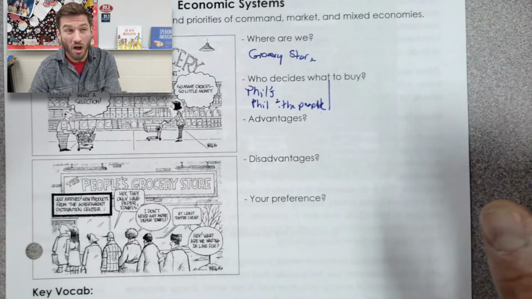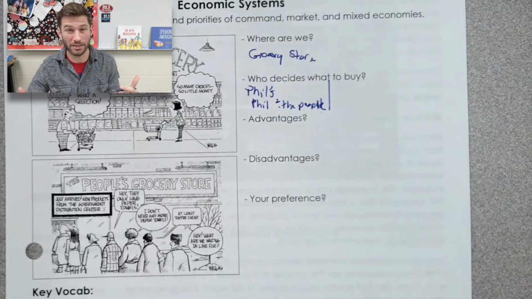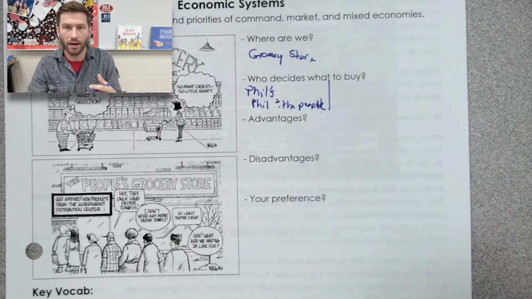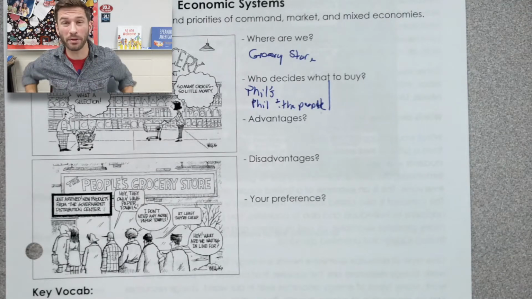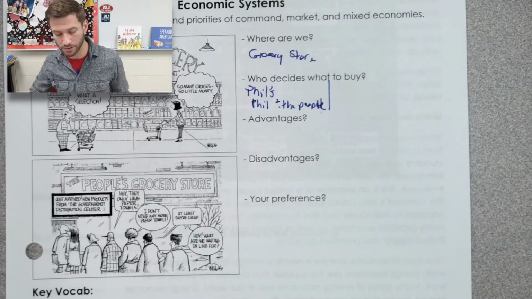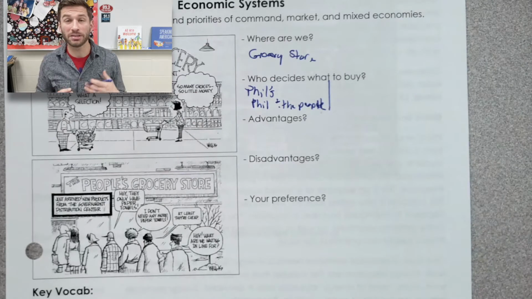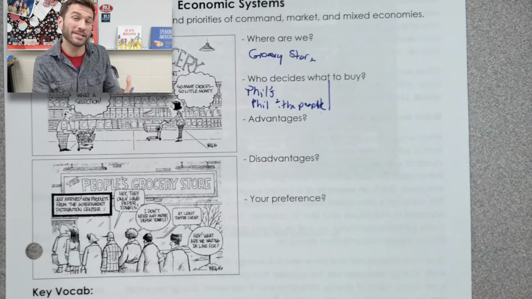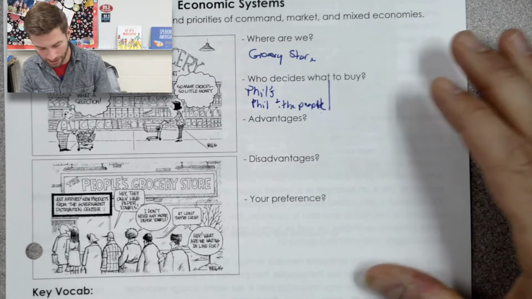And how does Phil decide? Well, he also probably decides based on what the people want, what the customers want, what the consumer wants, right? He's not going to carry something that the customers don't want. Conversely, he'll probably make sure that he stocks the shelves with what the customers want. But again, it's ultimately up to the people, up to the customer to decide what they want to buy.